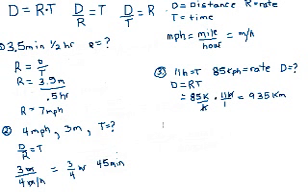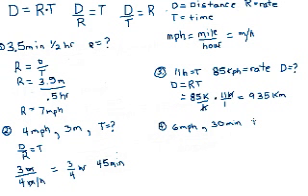Okay, let's do one more. Gina jogged 6 miles per hour for 30 minutes. How far did she go? So, let's read that again. Gina jogged 6 miles an hour. She jogged for 30 minutes. How far did she go?